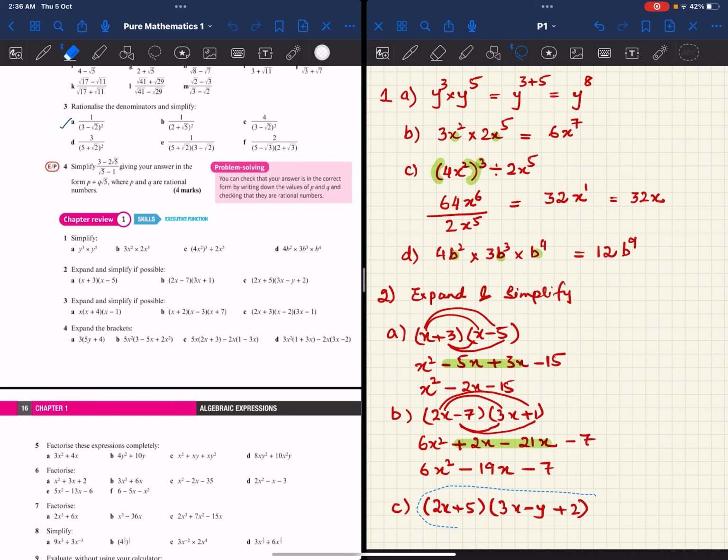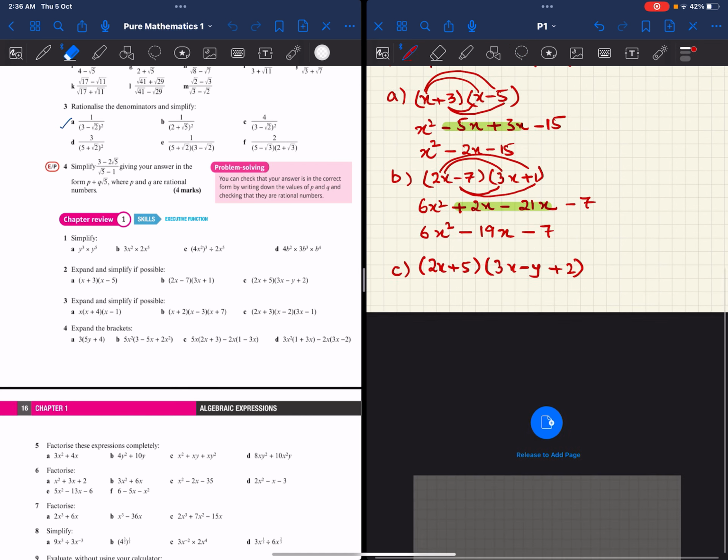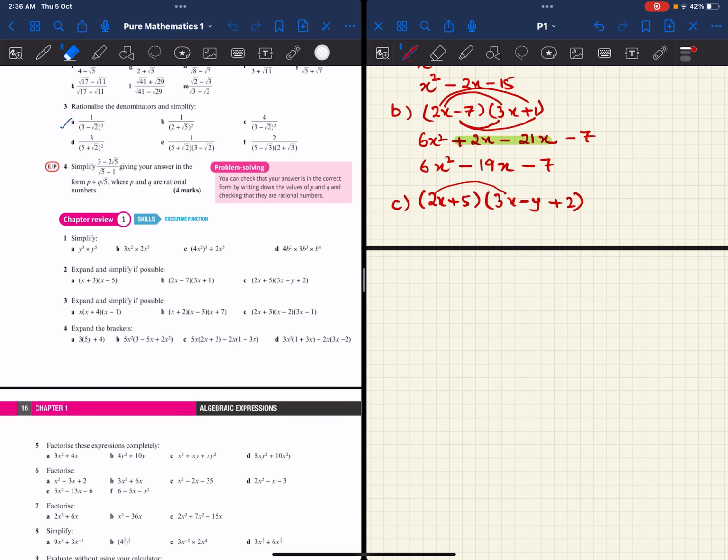So we have two brackets to multiply and one of them has 2 terms and the other has 3 terms. So first we will multiply 2x into 3x, so 6x squared, and then 2x into negative y gives us minus 2xy, and then 2x into positive 2 gives us 4x. Then 5 3s are 15x, and then 5 into negative y, minus 5y, and 5 into 2 is 10. If we look for like terms, we don't observe any like terms here.